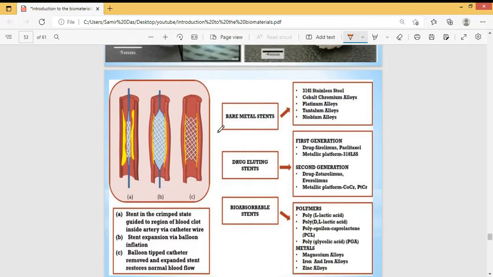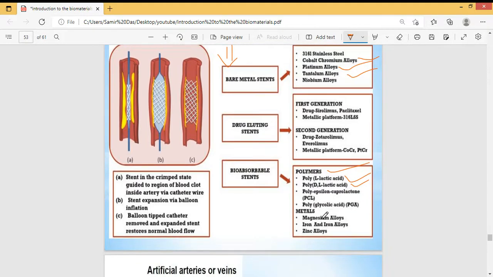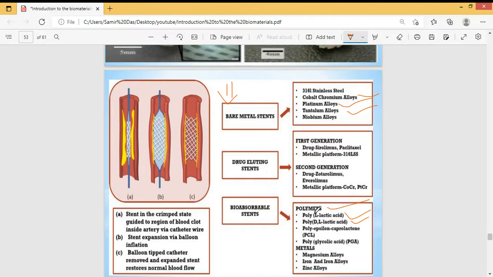Now, from the material point of view, let us see how the stent has been classified. First are the bare metal stents, which are basically made of stainless steel, cobalt chromium alloy, platinum alloy, and so on. Second are the bioresorbable stents. Bioresorbable stents are basically made of polymers like polylactic acid, polyglycolic acid, and so on. Also some metal-based alloys like magnesium, iron, and iron-zinc alloy are used.